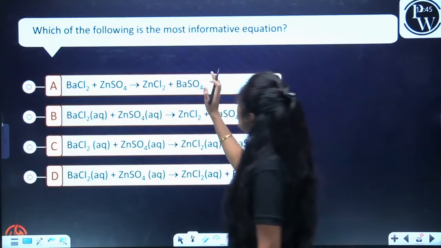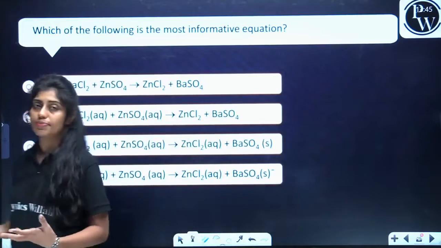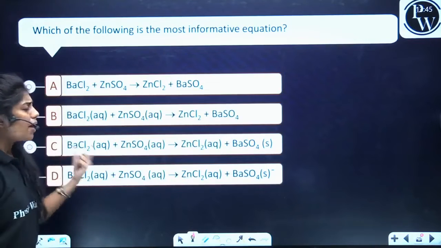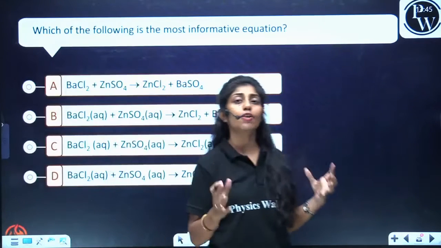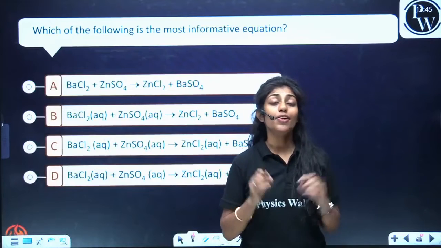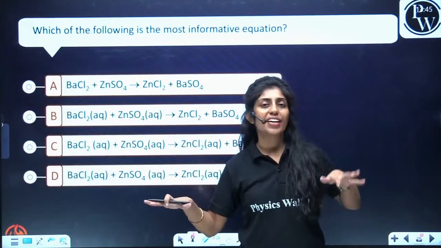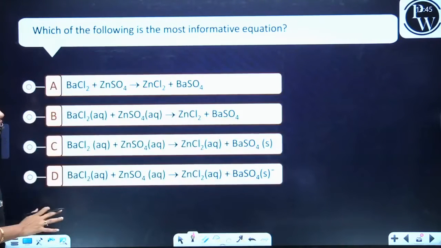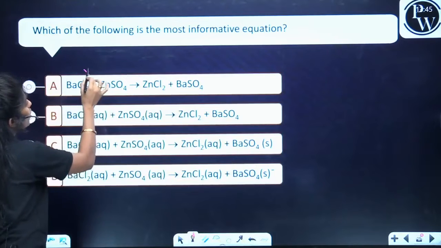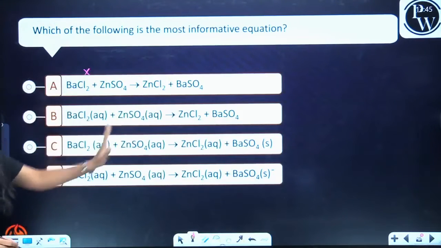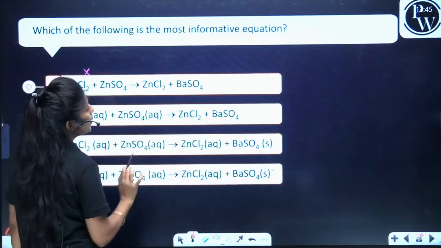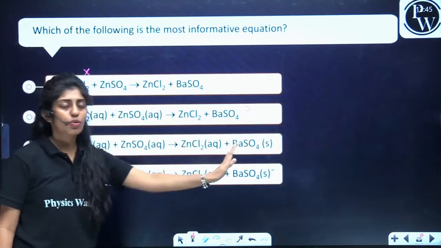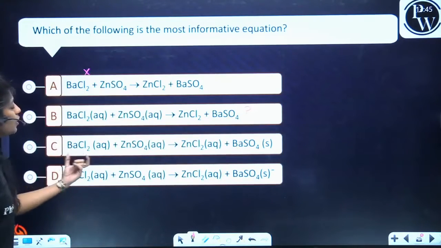Next is, which of the following is the most informative equation? What does informative mean? It means it is giving you the balanced equation. It is giving you the idea of specific conditions, that means it gives you the physical state of reactants and products. Let's check in which option we can see that. Here you can see there is no idea of any physical state. Now here it is, but can you see the physical state on the product side? It is incomplete, no?